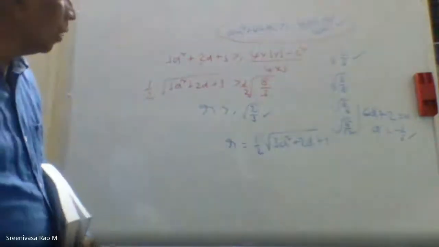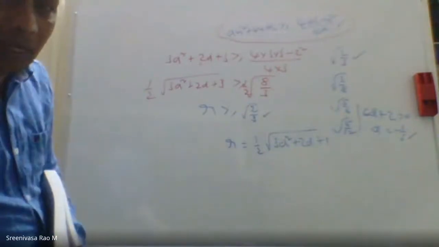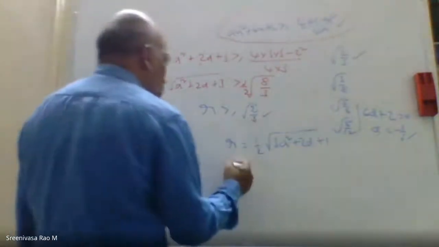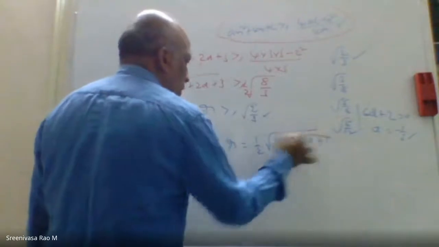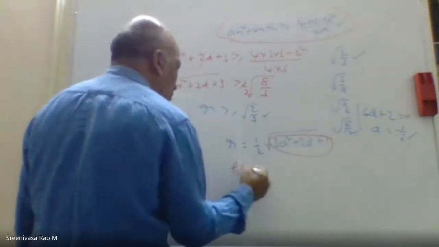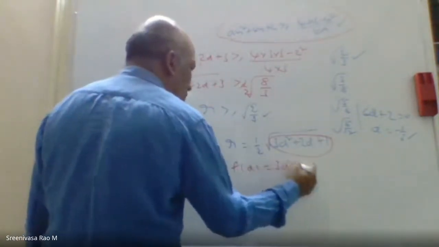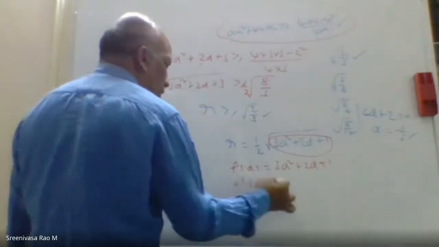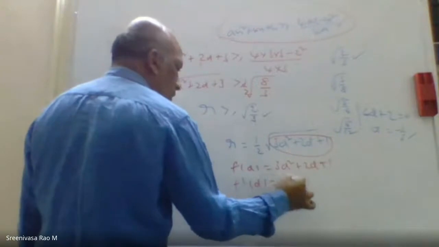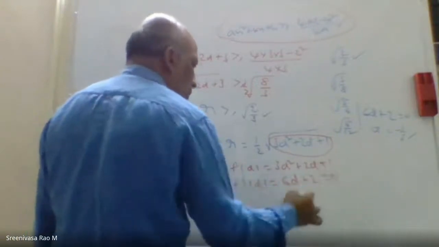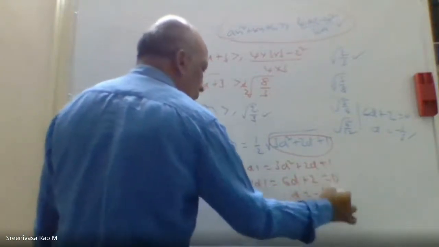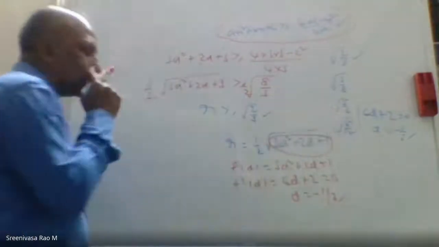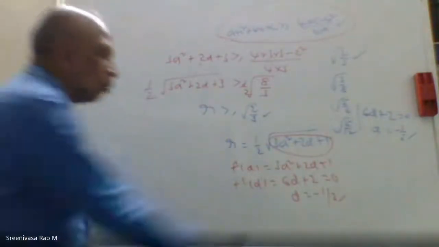So here what I will do now is square both sides. Then you take f of d equal to 3d square plus 2d plus 1. You find f dash of d, which is 6d plus 2, equal to 0. So d equal to minus 2 by 6, which is minus 1 by 3, right? So there is only one value. Why?